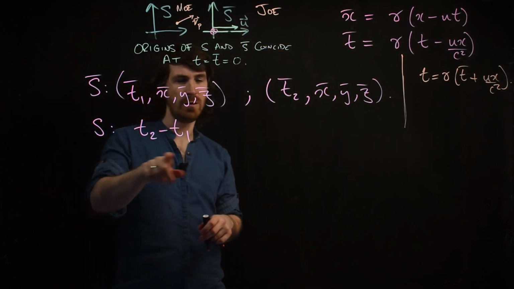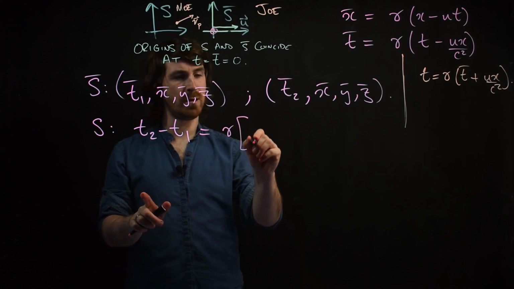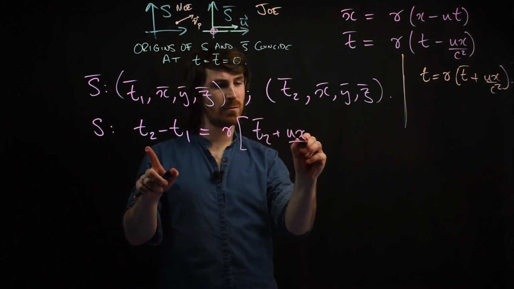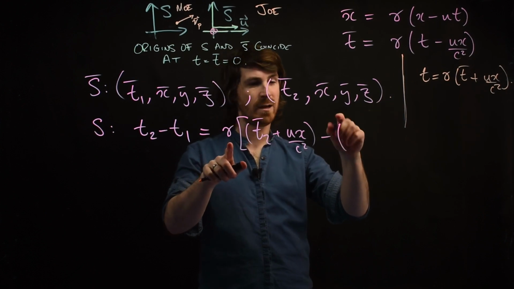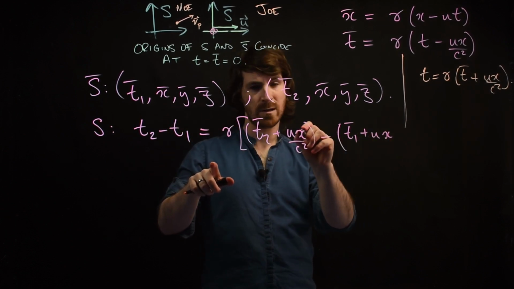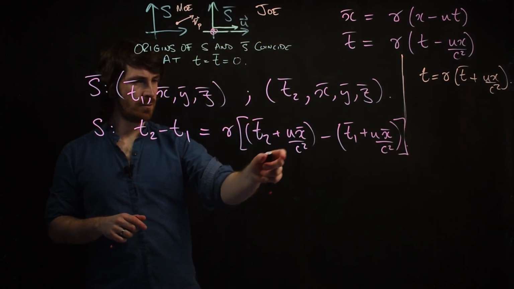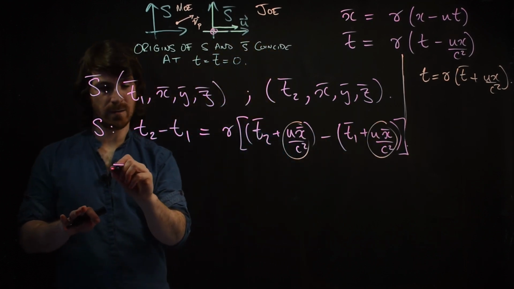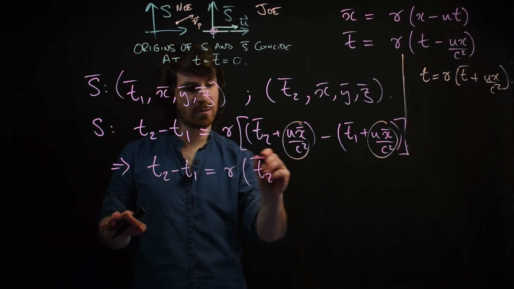So we can write T2 minus T1 using the inverse transformation. This equals gamma times T2 bar plus ux over c squared, minus T1, which is just gamma times T1 bar plus u, and it's the same x bar, over c squared. Okay, so the locations are the same, so these terms cancel, there's a minus sign here. So we find that Mo in S, his interval T2 minus T1 equals gamma times T2 bar minus T1 bar.